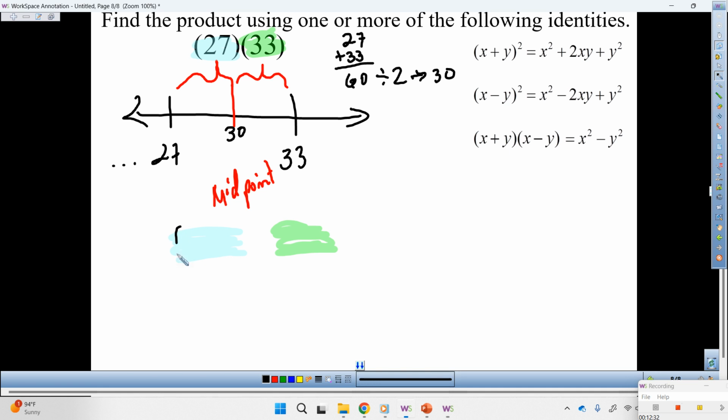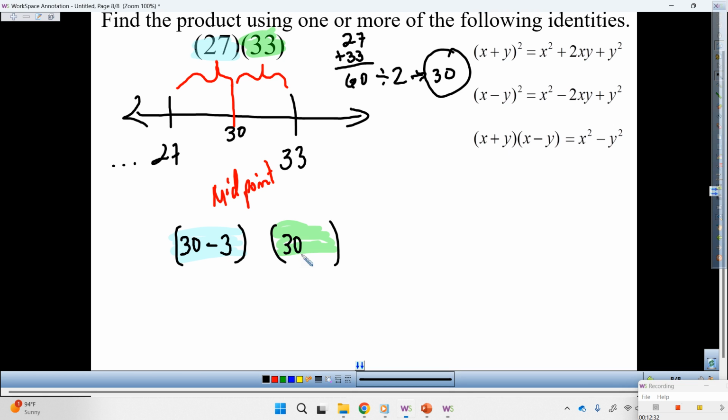I'm going to open a parentheses for 27 and a parentheses for 33. But instead of using 27, I'm going to use what? 30. And instead of using 33, I'm going to use 30. So watch. So for 27, if I start with 30, what do I need to do? 30 minus 3. That gives me what? 27. How about for this one? 30 plus 3 gives me what? 33. Now look, before you do anything else, look at this. Does this look like that? Yeah, copy that, please.